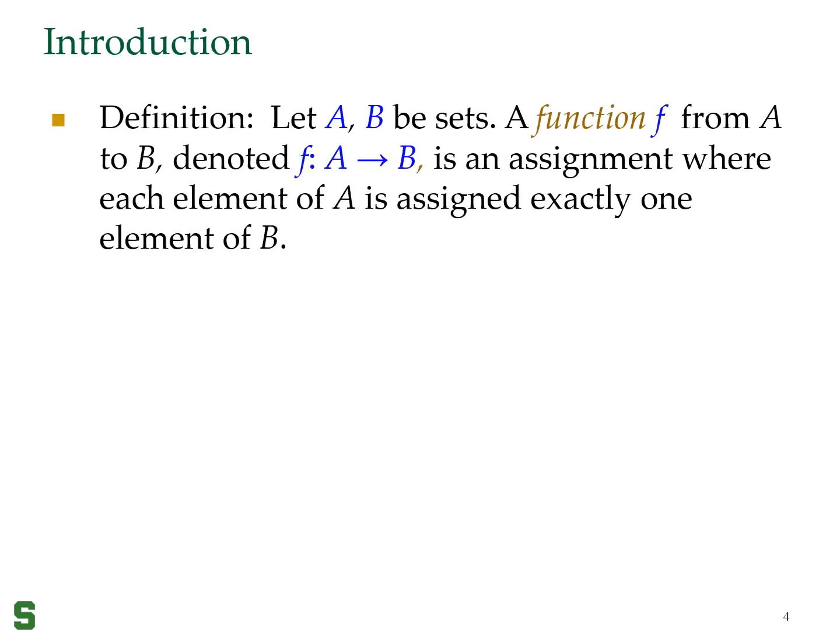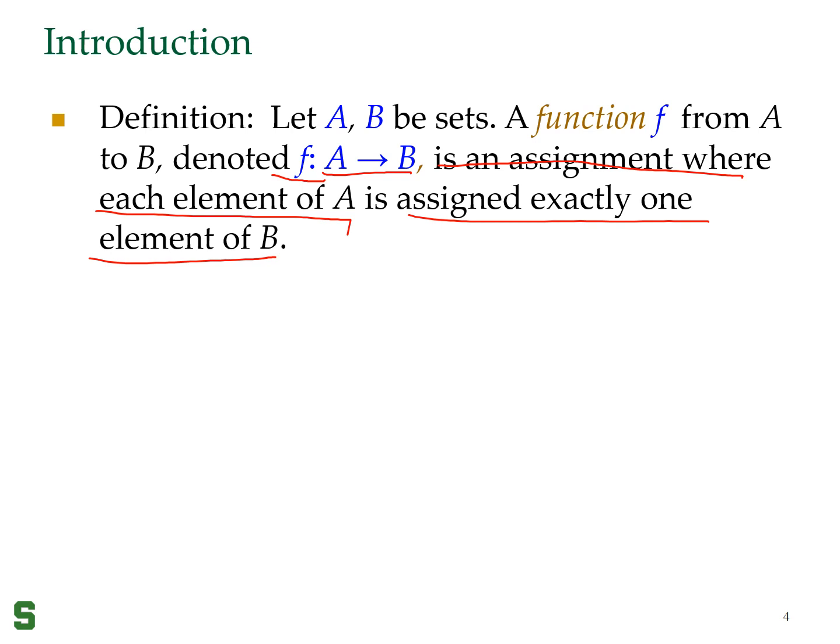So let A and B be two sets. A function f from set A to B. We generally write this as f colon A arrow B. That means f is the name of the function. Then we put a colon after that, A arrow B. So this is a function from set A to set B. It's an assignment where each element in A is assigned exactly one element in B.